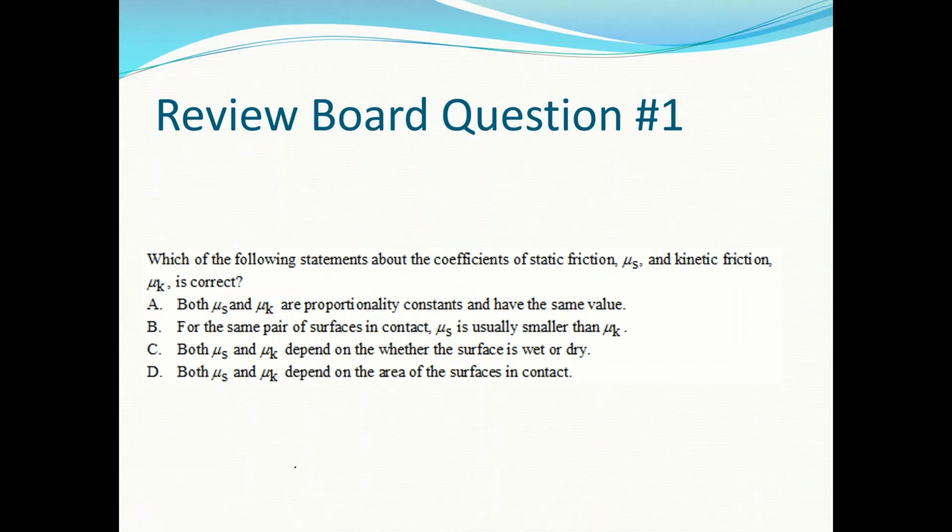Okay, so let's go over these review board questions. Make sure you try them on your own before you see me go through them. So which of the following statements about coefficient of static friction and kinetic friction are correct?